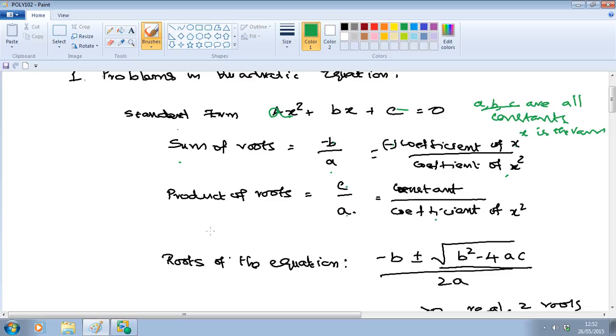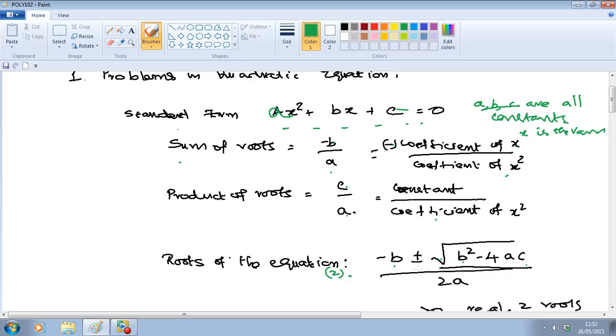So the standard form of a quadratic equation has two roots, and the roots are normally given by x = (−b ± √(b² − 4ac)) / 2a, where we know b is the coefficient of x, a is the coefficient of x², and c is the constant.